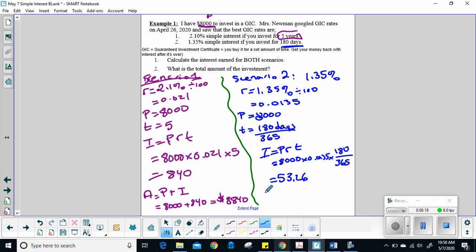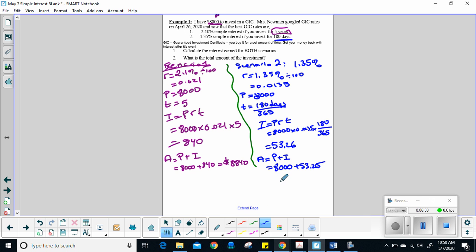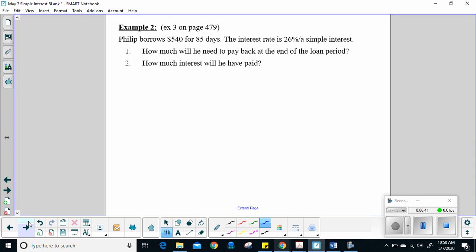$53.26. So that's pretty good. I mean, you only gave them your money for like, what, half a year? And at the end of it, you're earning $53 in interest. So at the end of it, you get back your original 8,000 plus the money that, oops, that's a 6, that you earned in interest. So you get $8,053.26. Not bad. Okay. Let's try another example.